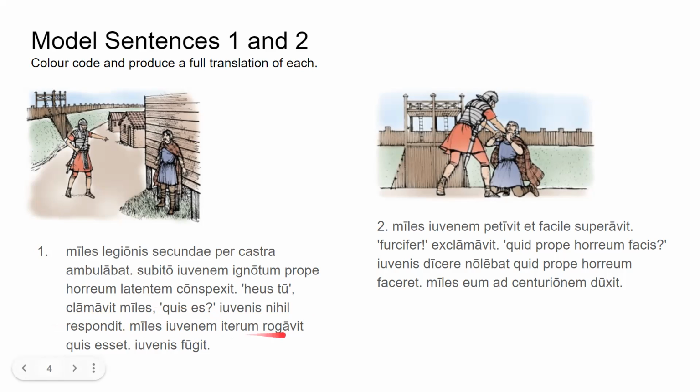Miles juvenem iterum rogabit quis esset. Okay, here we go. Notice that there's something a little bit strange. We've got another quis and we've got an esset, which, as we just established, is an imperfect subjunctive. So the soldier asked the youth again, it's an adverb, who he was. So he asked who he was.